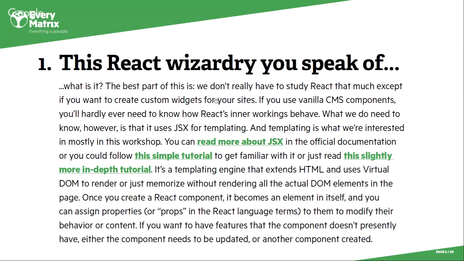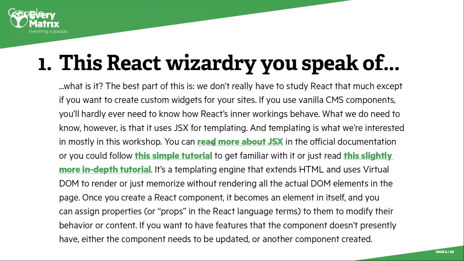For example, on EveryMatrix sites, which have a lot of odds changing very rapidly, all the DOM changes were very slow on Angular 1, and that's why we switched to React. So this is why we're using React right now. The part of React we're very interested in today, and you'll be very interested in from now on, is JSX, because JSX is the templating engine for React.